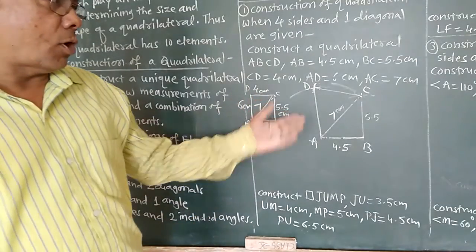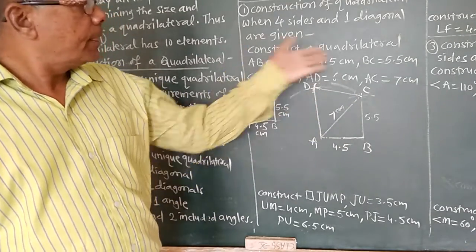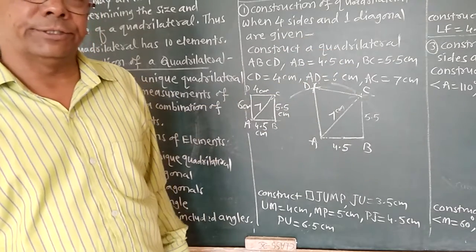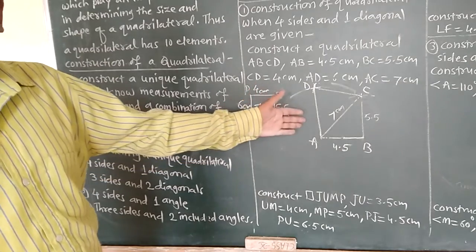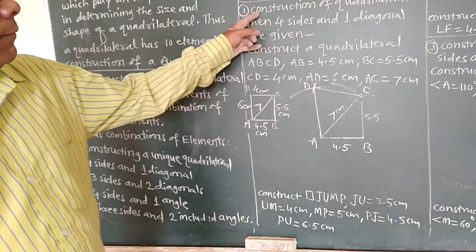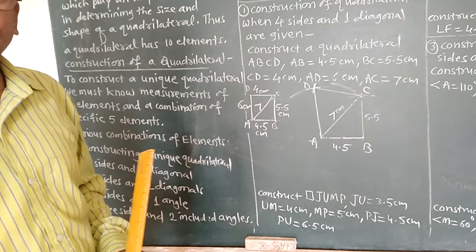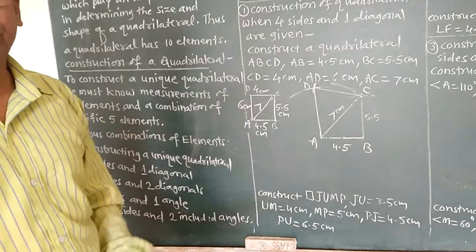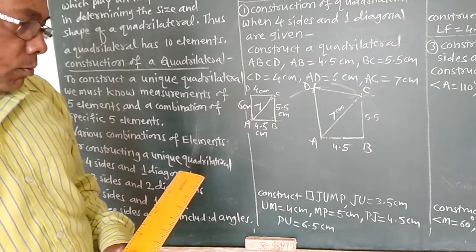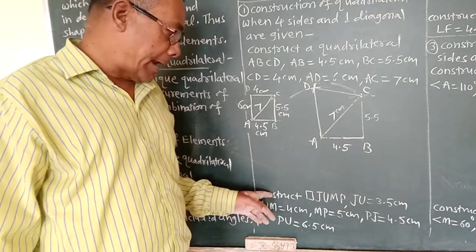we get quadrilateral ABCD according to given measurements of this size. So this is the construction of quadrilateral when 4 sides and 1 diagonal of the quadrilateral are given. So this is our construction. Now there is one example for you for your practice.